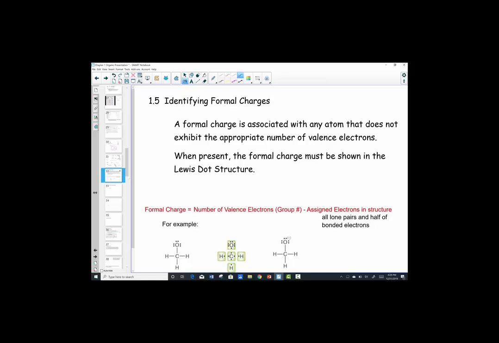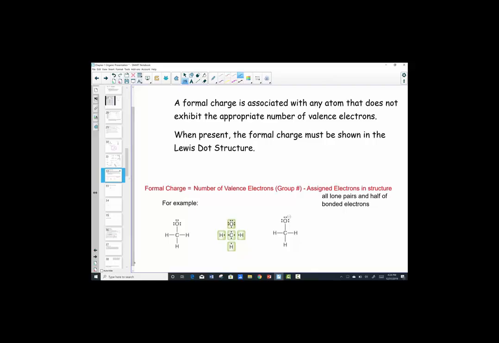A formal charge is associated with any atom that does not exhibit the appropriate number of valence electrons. And when it is present, a formal charge must be shown on the Lewis dot structure. So to be correct, we have to include the formal charge.